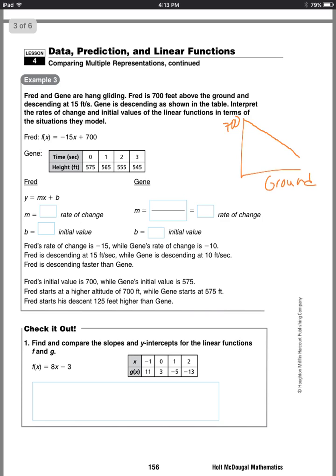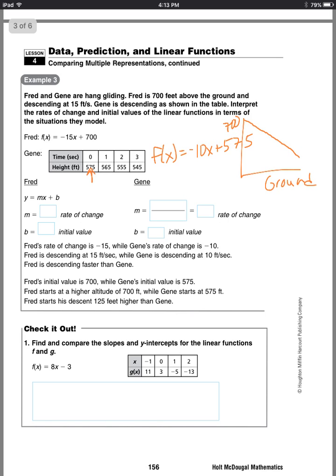Jean is descending as shown in the table. He started at 575 feet because that's when he had not hang glided at all. And it looks as if he is descending 10 feet per second because each second it subtracts 10 feet in height. So we can say f of x equals negative 10x because he's descending plus 575 because that's where he started.